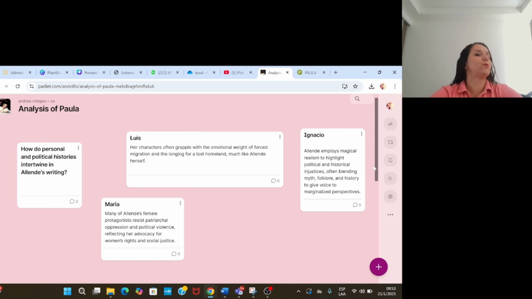So it says, how do personal and political histories intertwine in Allende's writing? Let's pay attention to Luis' answer. He says that her characters often grapple with the emotional weight of forced migration and the longing for a lost homeland, much like Allende herself. That's interesting. Okay.